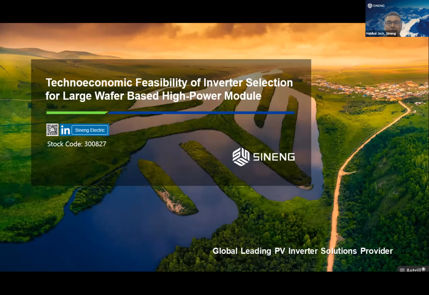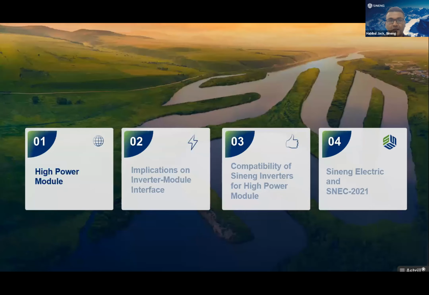This presentation is divided mainly into two parts. In the first part, I will be talking about module development backgrounds and trends, and the implication on the inverter-module interface with increased module power, very briefly. In the second part, I will be introducing our string inverter tailored for high density modules and central inverter compatibility as well. Last but not least, I will be introducing Sineng Electric and its products, and the products that will be exhibited in SNEC.